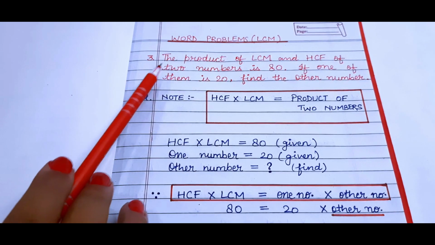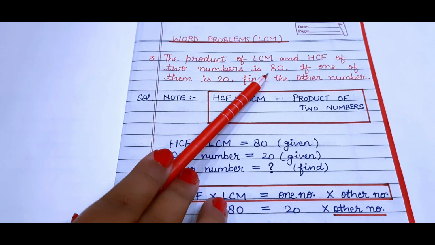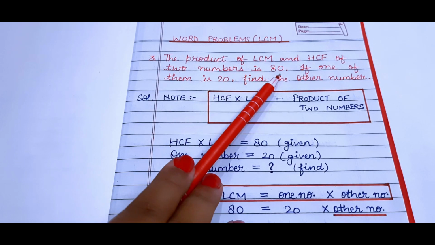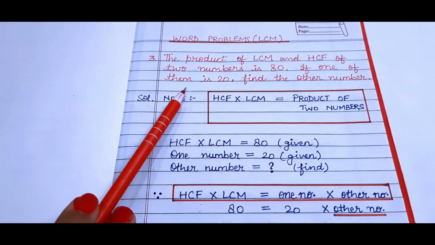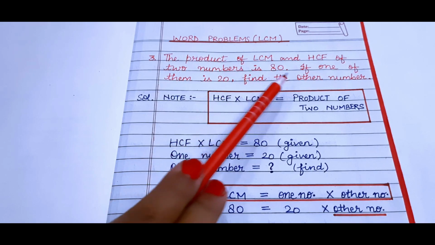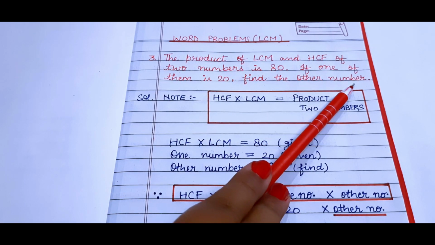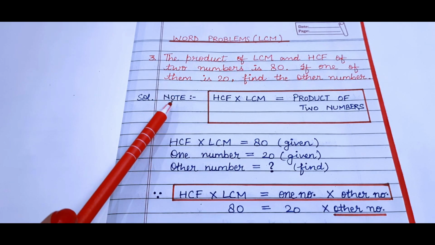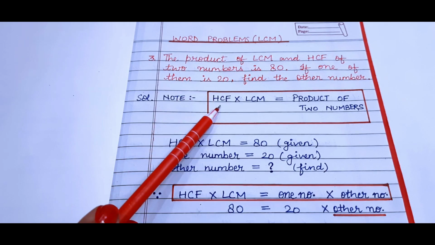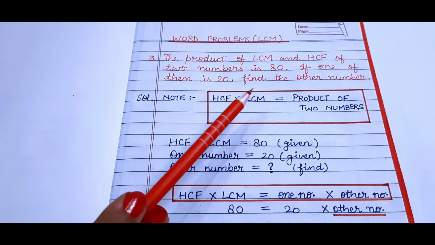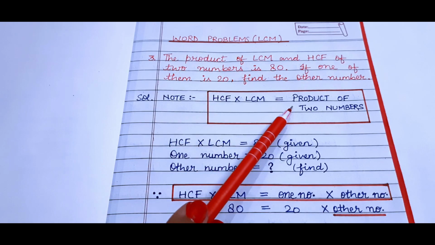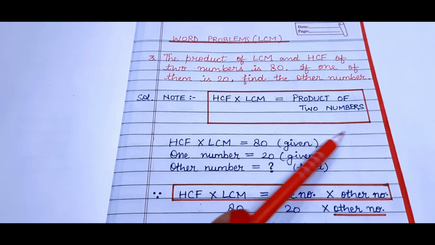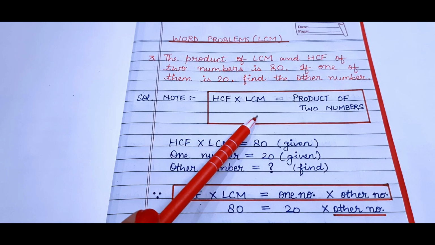So the third question is: the product of LCM and HCF of two numbers is 80. If one of them is 20, find the other number. Before starting with this question, first understand this: HCF into LCM, or we can say LCM into HCF, is equal to the product of the two numbers. On the basis of this concept, we will solve this question.